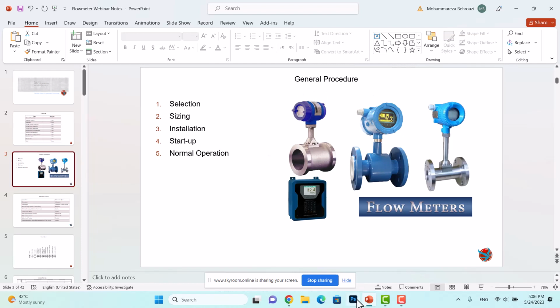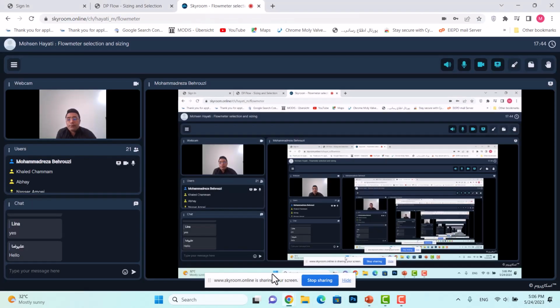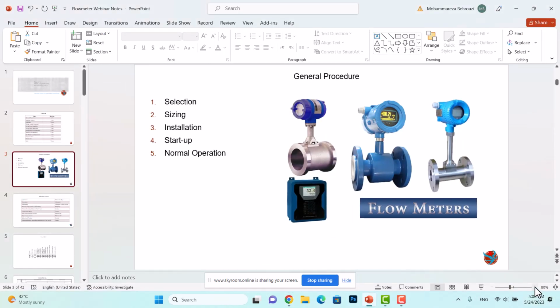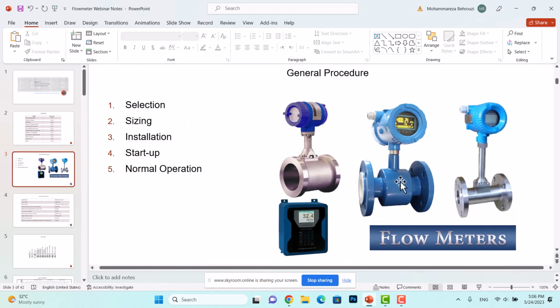General procedure. The general procedure for the project of flowmeter selection consists of 5 steps: selection of the proper type of flowmeter for a specific application, sizing of that flowmeter, installation and piping design considerations, and startup and normal operation activities.